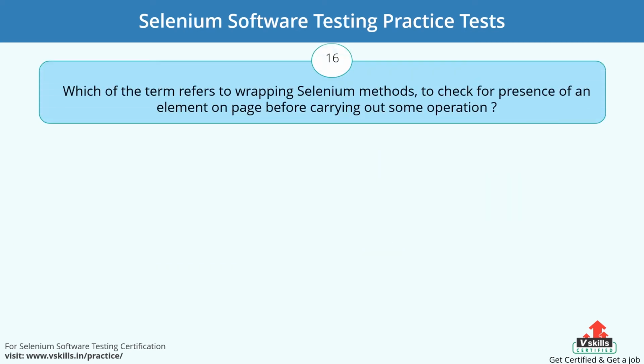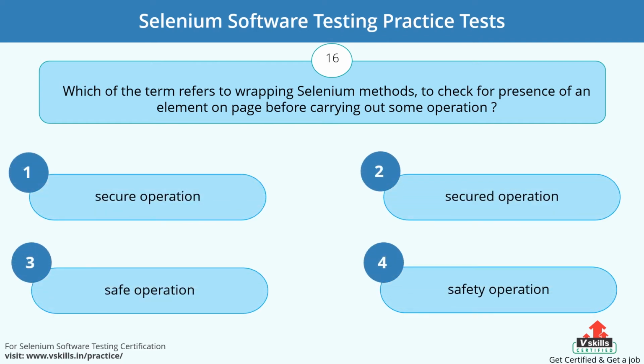Question number 16. Which term refers to wrapping Selenium methods to check for the presence of an element on the page before carrying out some operation? The options are A. Secure operation, B. Secured operation, C. Safe operation, D. Safety operation.